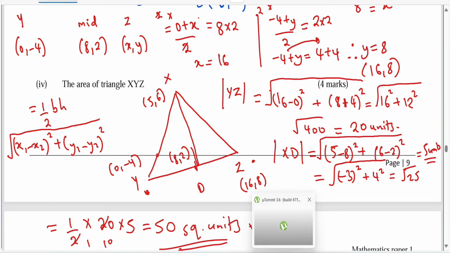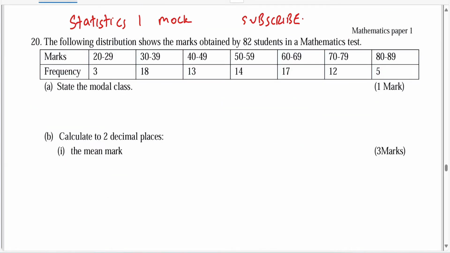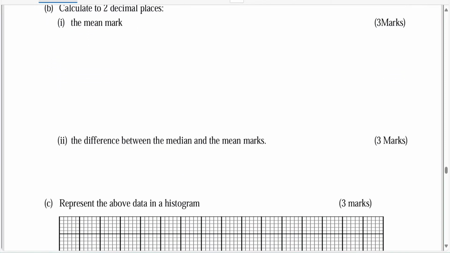Let's go to the other question. Question 20. The following distribution shows the marks obtained by 82 students in a mathematics test. The marks are shown below: 20 to 29, 30 to 39, all those marks, you're seeing it in the table. Question A, state the modal class. Question B, calculate to 2 decimal places, Roman 1, the mean mark, and Roman 2, the difference between the median and the mean marks. And the last question being, represent the above data in a histogram. So very easy questions.